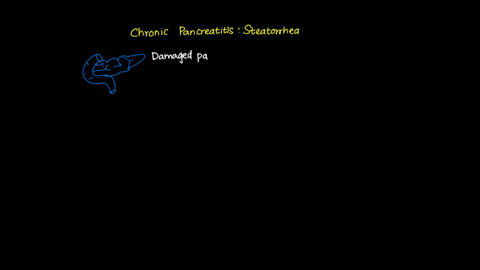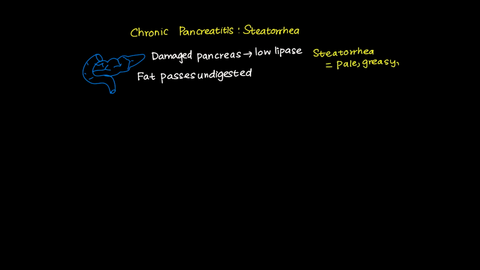This question zeroes in on chronic pancreatitis and its hallmark GI problem, steatorrhea. The patient is losing weight despite eating, and their stools are pale, greasy, foul-smelling and float. That floating, fatty stool happens because the pancreas is too damaged to produce enough lipase to break down dietary fat. The fat passes through undigested, so the fix is straightforward.